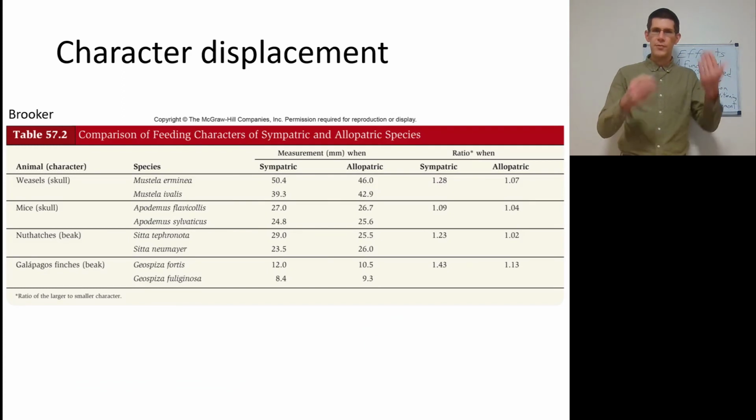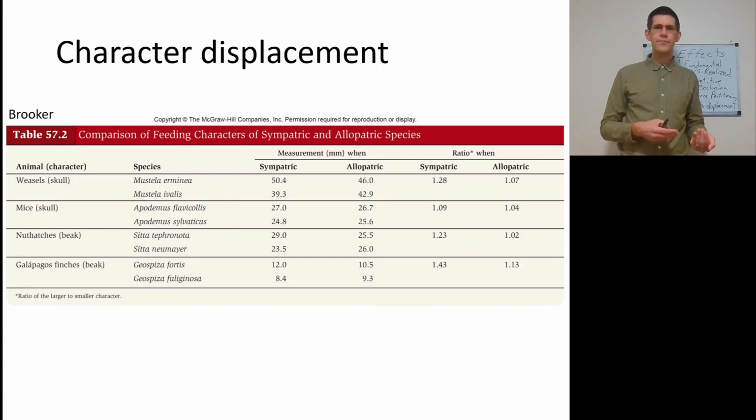For other examples of this, we have weasels, Mustela erminea and Mustela nivalis. When they are sympatric, you see that Mustela erminea is going to have 50.4 millimeter long skulls, and Mustela nivalis is going to have a 39 millimeter skull. When they're together, when they're apart, you see how these skulls are actually closer together. So you see the ratio is different in sympatric and allopatric populations.